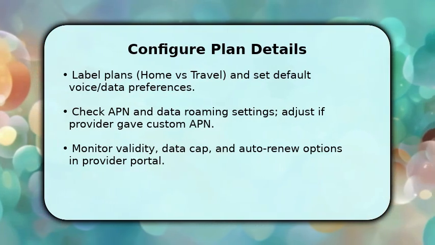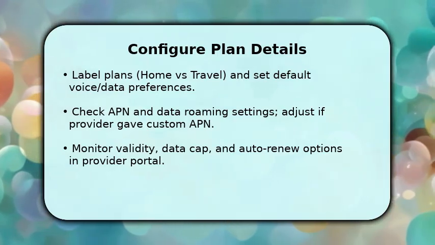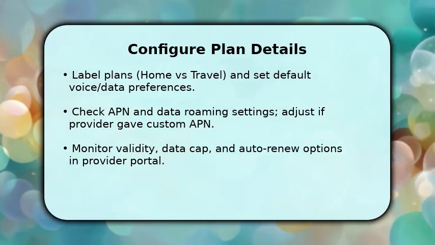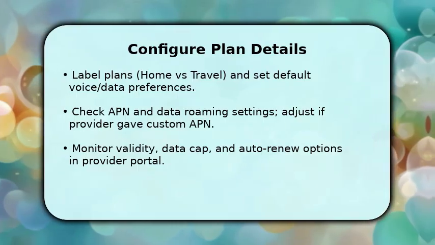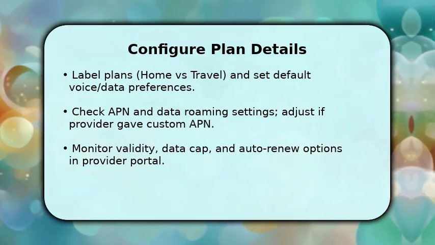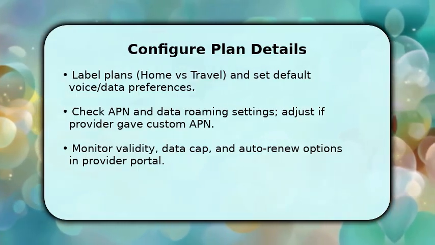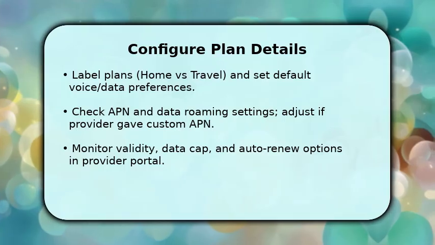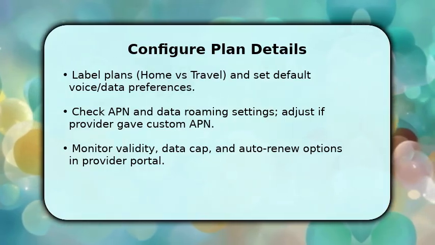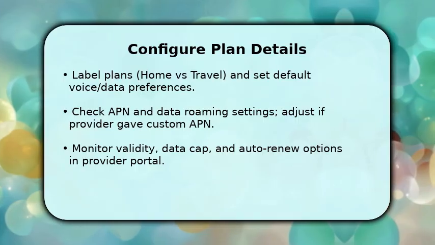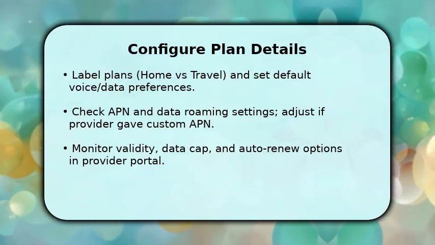Now you configure how the eSIM behaves so it doesn't interrupt service. You should label the new plan as travel, set which line handles cellular data and which handles calls, and choose a default for iMessage or similar. If the carrier supplied an APN, enter it under cellular settings. If not, enable data roaming.